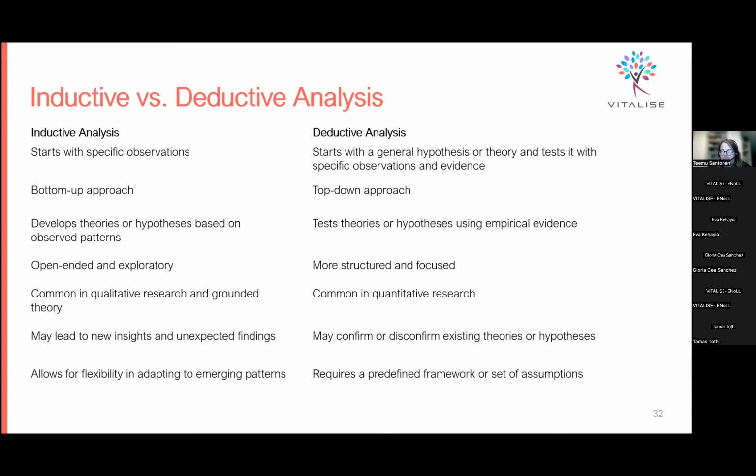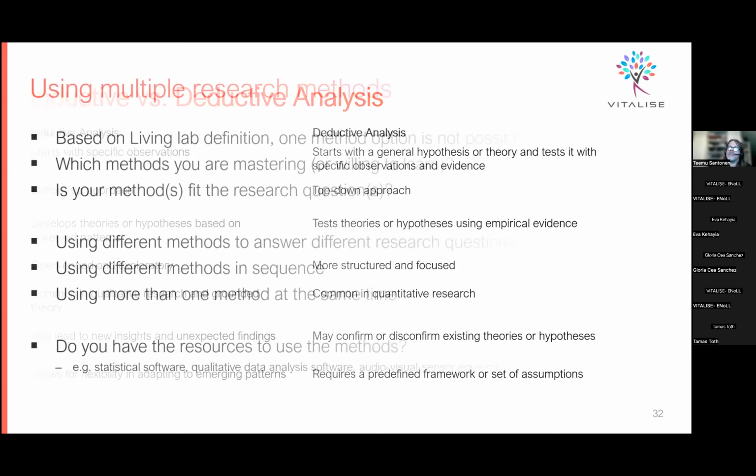For example, very similar to what I was describing previously, if you are using this device or doing this, will that make you healthier or happier, or whatever your research objective is. These are clearly more structured and focused, and commonly use quantitative research approaches. And of course, in these kinds of settings, a predefined framework or set of assumptions is required before you start the study. So that's the main difference here.